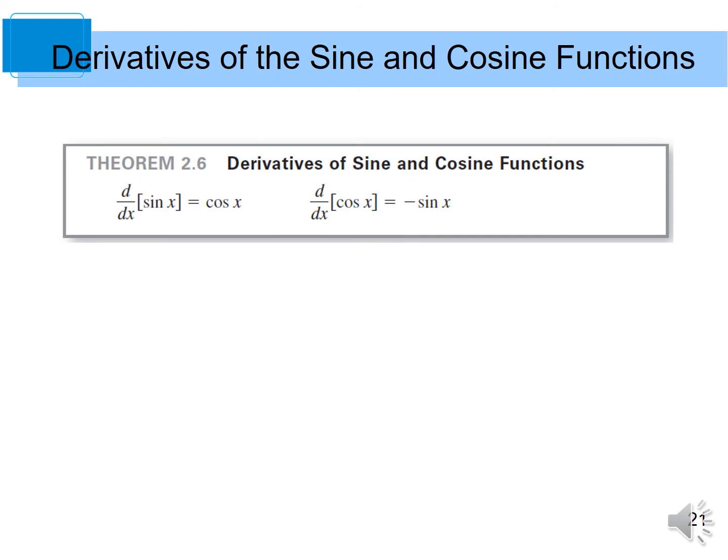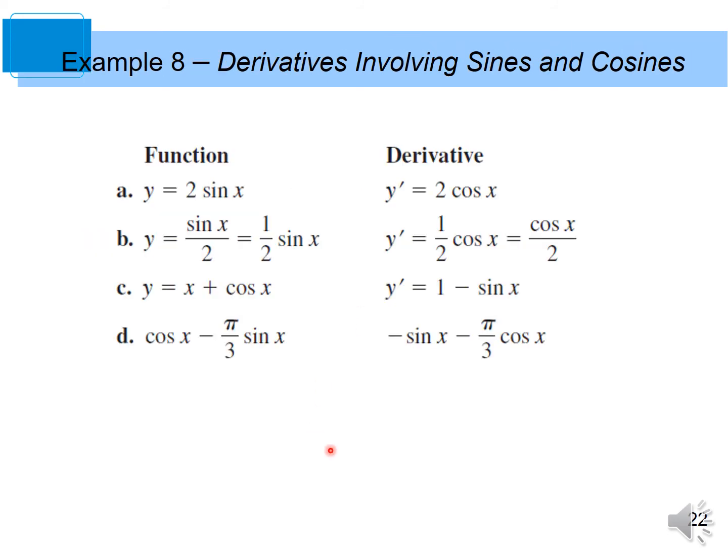The derivative of sine and cosine functions. The derivative of sine x with respect to x is equal to cos x. But the derivative of cos x with respect to x is equal to negative sine x. Look at this example. For part a, y equal to 2 sine x. To differentiate a, we use the constant multiple rule, where the 2 is the constant, and the sine x is the trigonometric function. So y prime is equal to 2 cos x.